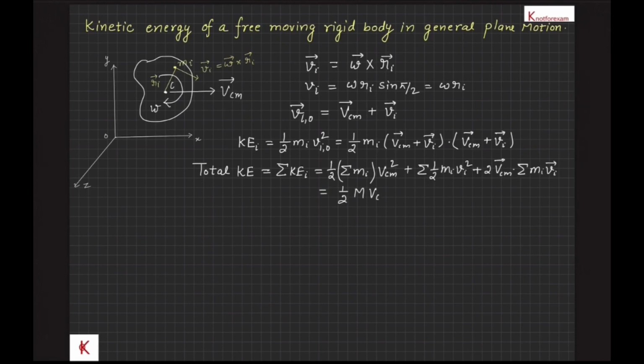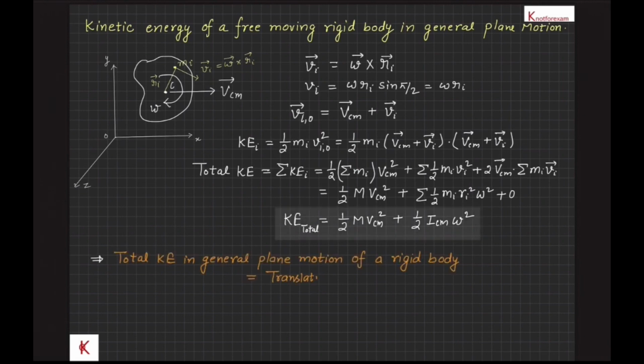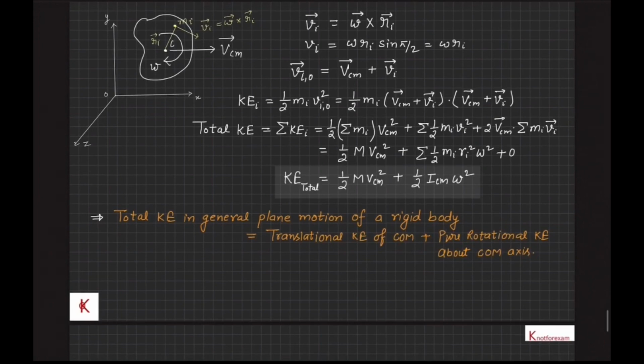Here the last term in this expression is 0, therefore total kinetic energy comes out to be half m v_cm square plus sigma half m_i r_i square into omega square, that is half m v_cm square plus half I_cm omega square. Therefore total kinetic energy in general plane motion of the rigid body is equal to translational kinetic energy of center of mass plus pure rotational kinetic energy about center of mass axis.